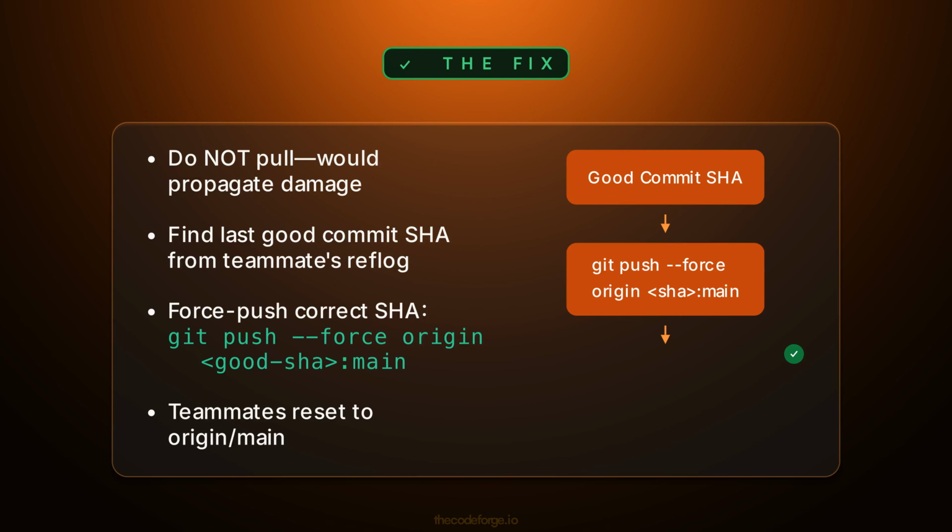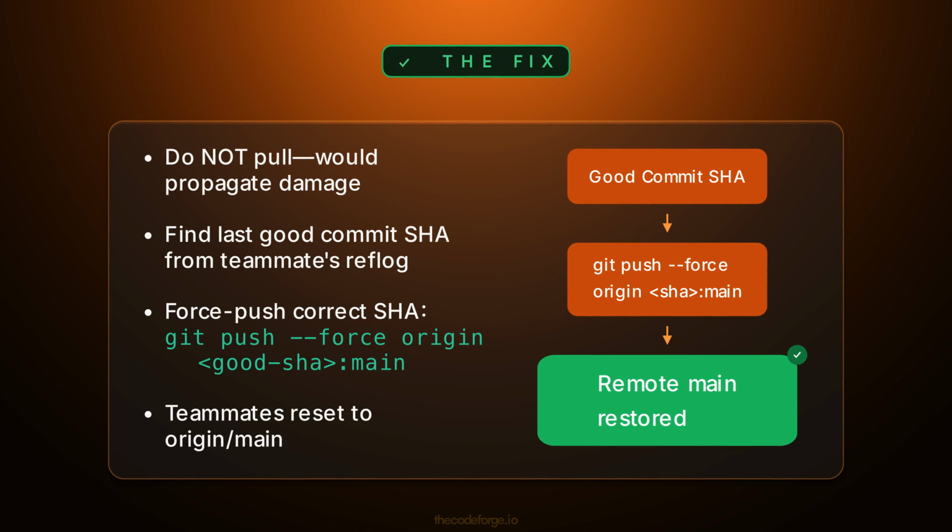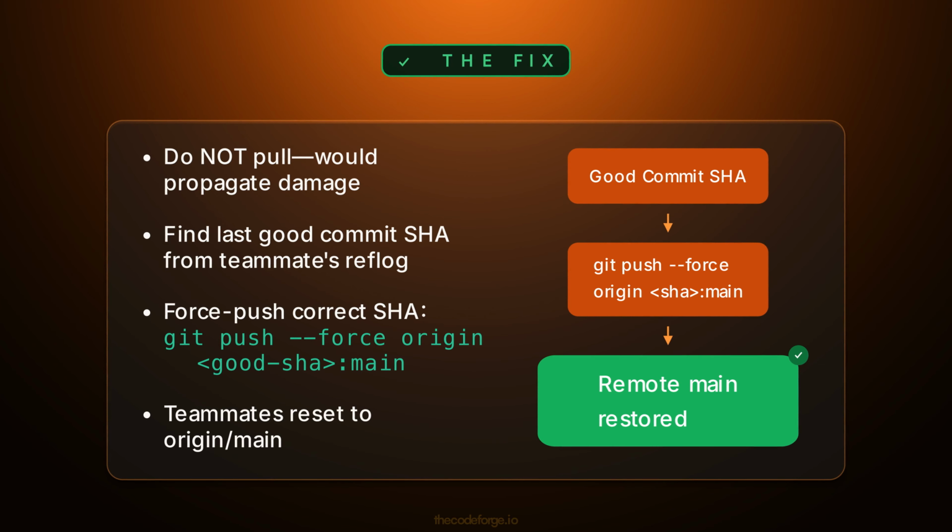To fix, first do not pull, that would propagate the damage. Find the last good commit SHA from a teammate's reflog or CI logs. Then force-push that SHA to restore main. git push --force origin goodsha:main. All teammates must then run git fetch and git reset --hard origin/main to sync.